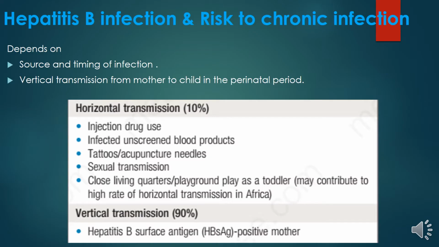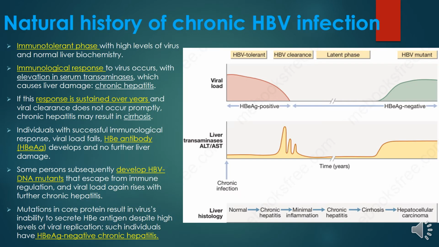Chronic hepatitis B. Hepatitis B infection and risk of chronic infection depend upon the source and timing of the infection, and vertical transmission from mother to child in the perinatal period, as shown below in the chart. Horizontal transmission occurs via injecting drug users, infected unscreened blood products, tattoos, acupuncture needles, sexual transmission, and close living quarters. Vertical transmission is from mother to the child.